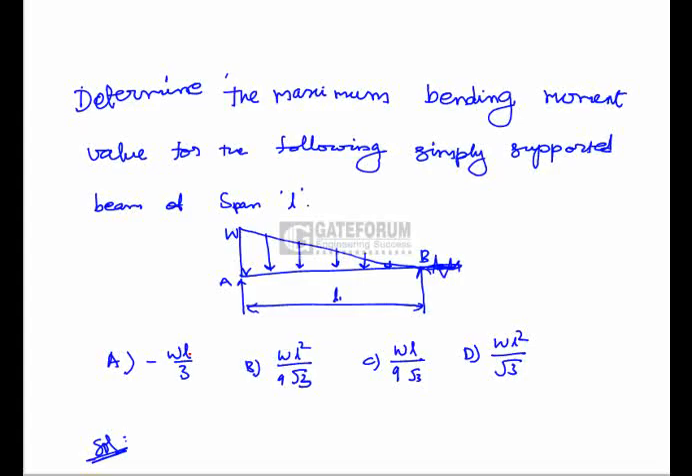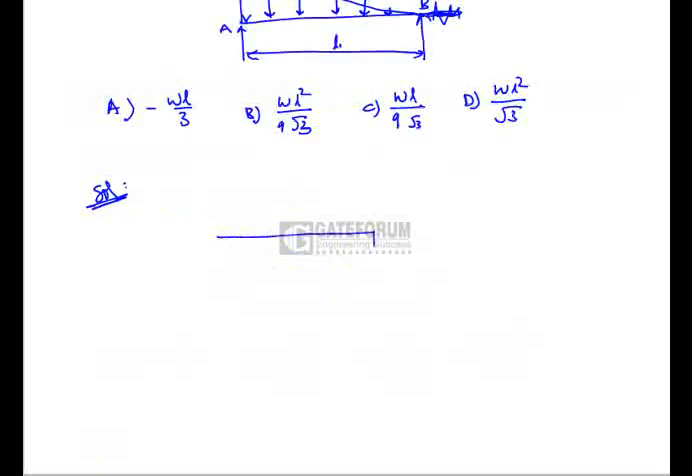Determine the maximum bending moment value for the following simply supported beam of span L. So here a simply supported beam carrying uniformly varying load from 0 to W from the right support to left support, and here the options are minus WL by 3, WL square by 9 root 3, WL by 9 root 3 and WL square by root 3. So first it is a uniformly varying load, so we can consider any section between A and B of the beam.